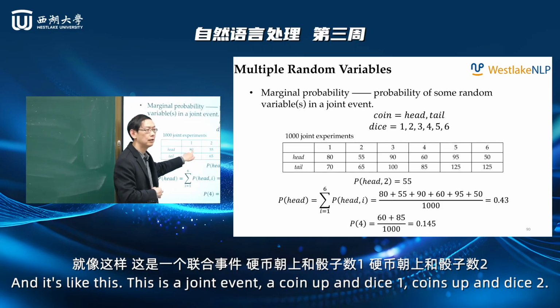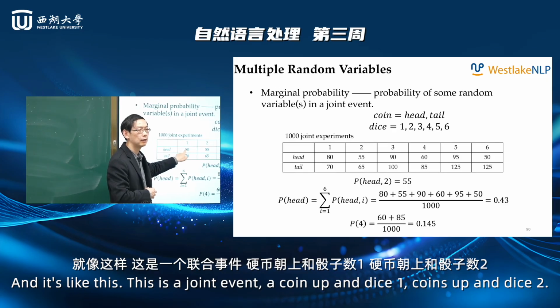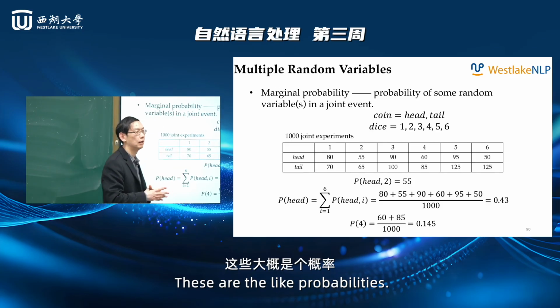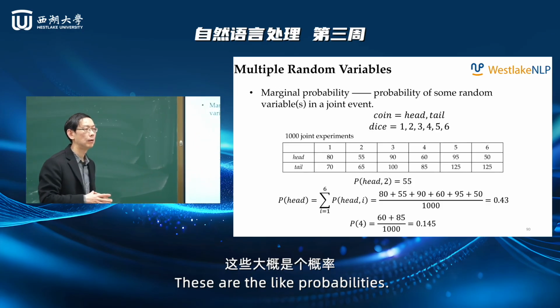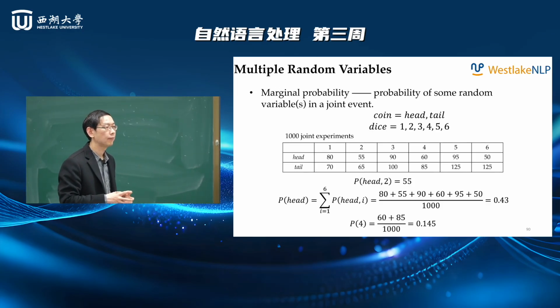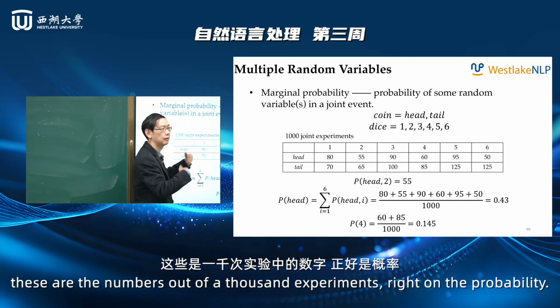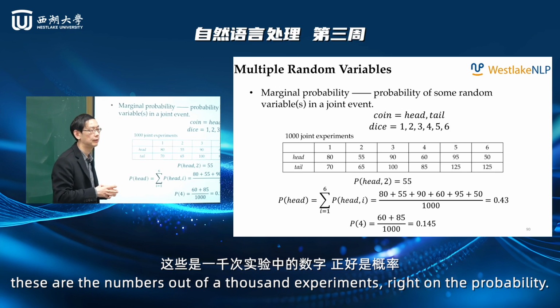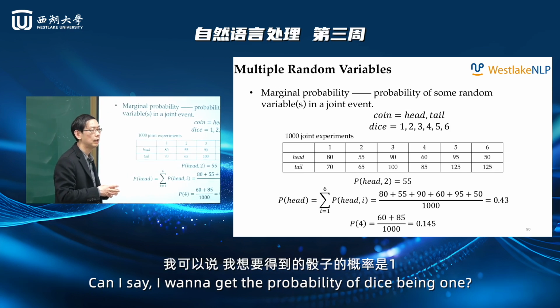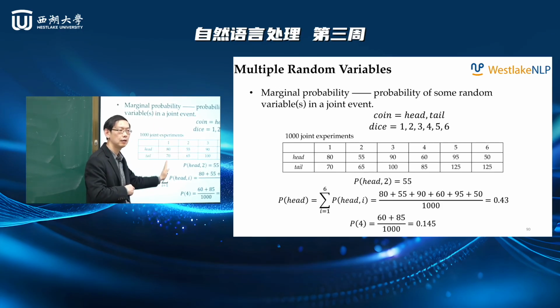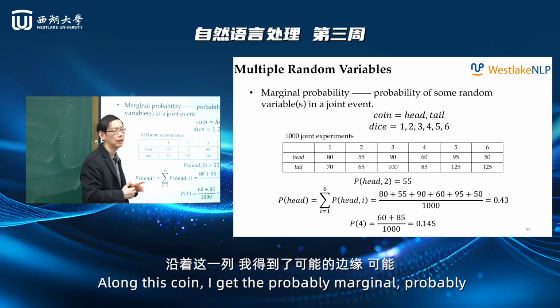Coin up and dice 1. Coin up and dice 2. Okay, these are the probabilities, or these are the numbers out of 1,000 experiments, right? Out of probability. Then I say, I want to get the probability of dice being 1. What do I do? I just sum up these 2 cells, okay? Along this column, I get the probability, marginal probability, right?